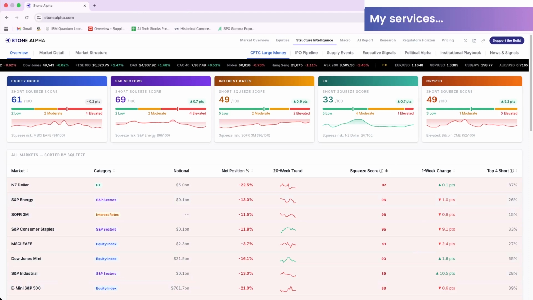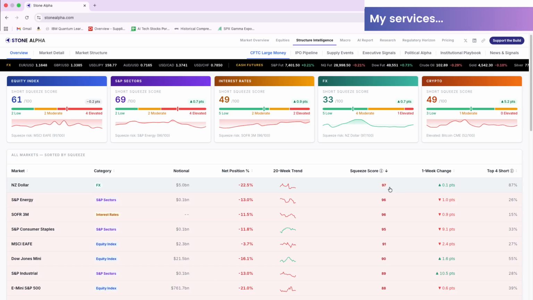You could see, for example, here with the New Zealand dollar future, there's a squeeze score of 97. So there is a lot of pressure. Imagine a pressure cooker just full of this pressure and it needs to explode. I'm guessing this is now coming off. I haven't got the price chart in front of me, but I'm guessing the New Zealand dollar has now been coming off because this data is still about a week old.